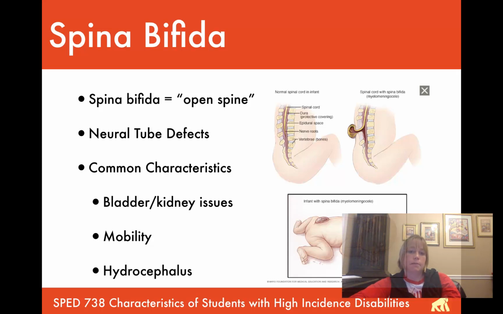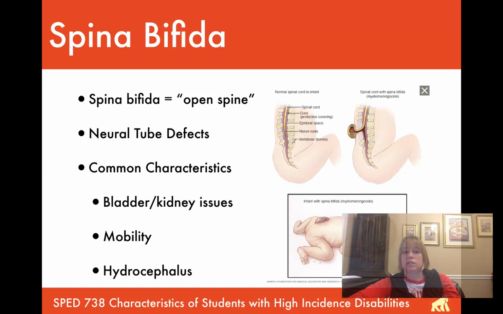Mobility, of course, is impacted, and a lot of times these infants, when they're born, can have hydrocephalus, so the brain is not draining cerebral fluid like it should, and they can have a buildup of pressure that has to be reduced. We've seen a decline in spina bifida really for two reasons. One, the increased use of folate as a supplement during pregnancy. Increasing the levels of folate in the body reduces the likelihood of spina bifida occurring.